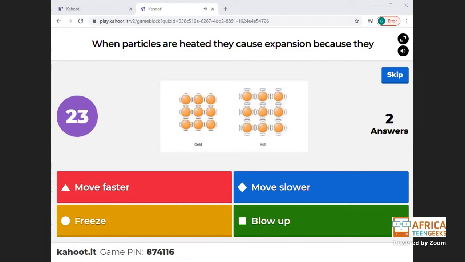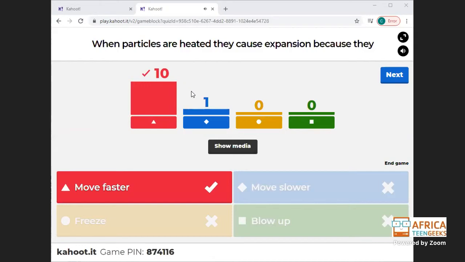When particles are heated, they cause expansion because they move faster, freeze, blow up, or move slower? Beautiful, beautiful. So it's because they move faster.